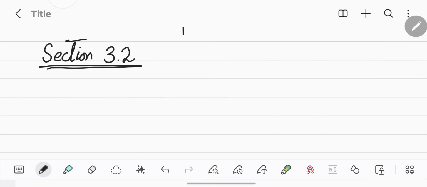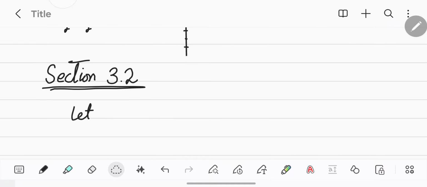Okay, in the next section, we will introduce how to add two complex numbers and how to flip a complex number, etc. So, first of all, let's have an introduction with some examples. Okay, so let's do an example.